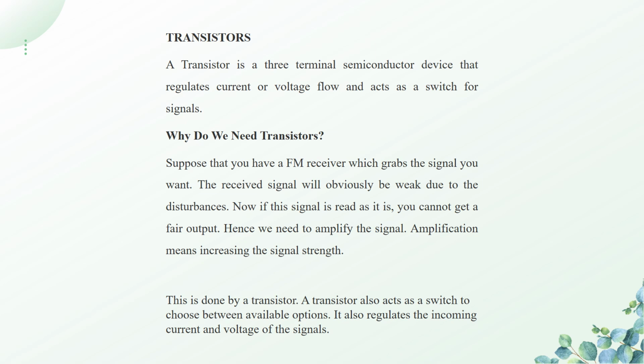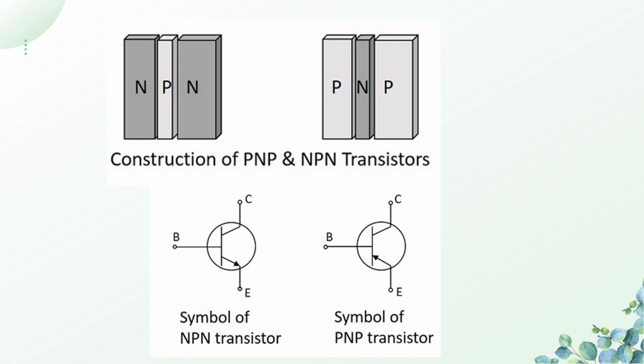So, transistors perform two main functions. One is amplification of signal and the second one is it acts as a switch. So, depending on the available options, it regulates the incoming current or voltage of the signals. Next, let's see the construction of transistors.